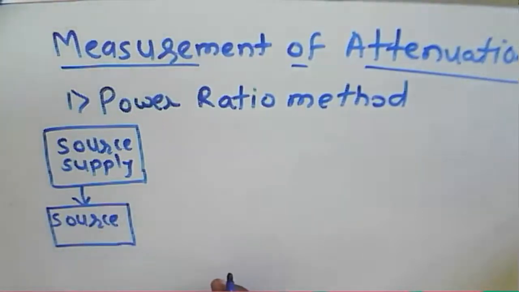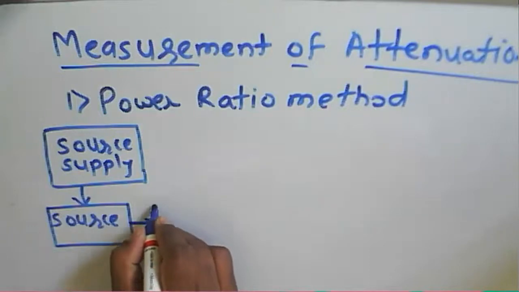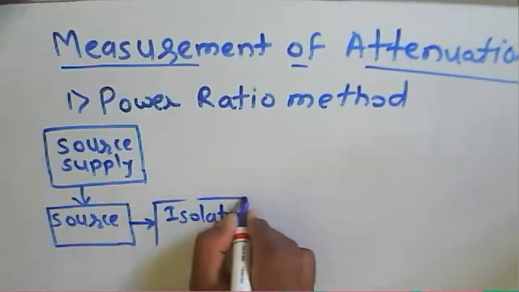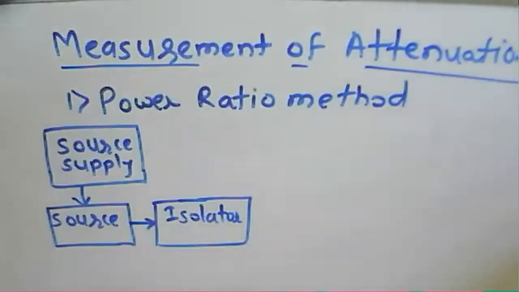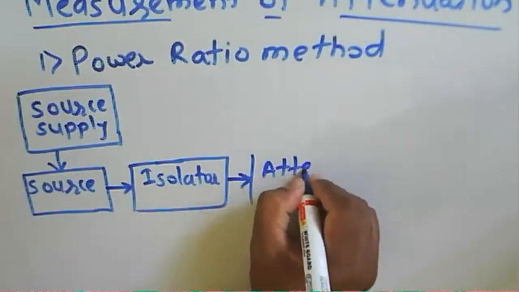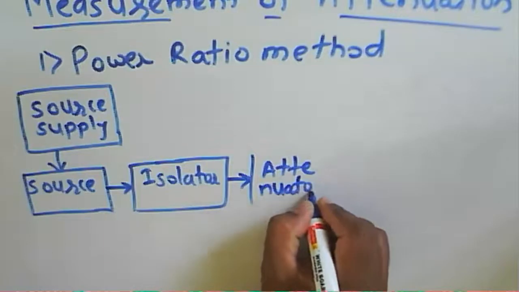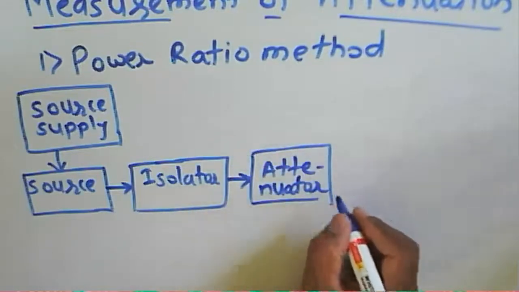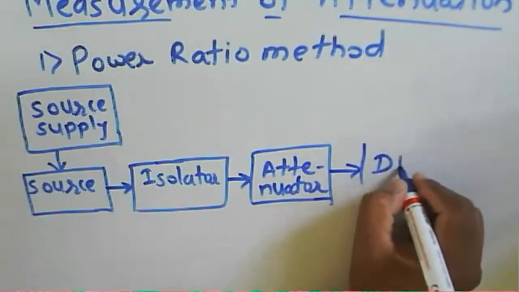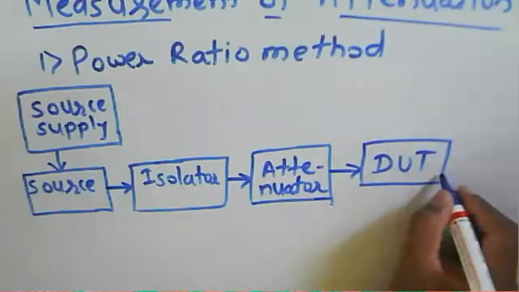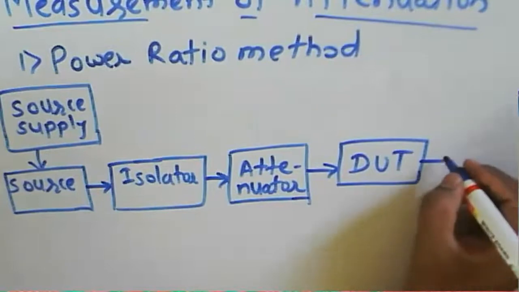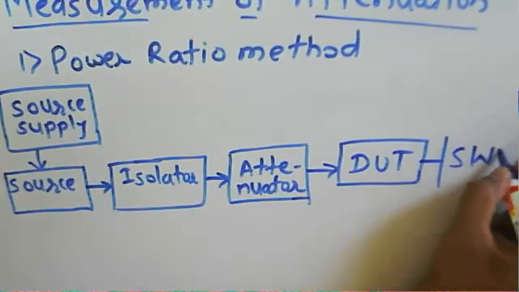That source may be a reflex klystron or Gunn diode, then an isolator. Okay, then we have the attenuator here. Then after that, we're supposed to consider a device under test. And then after that, use a standing wave detector.